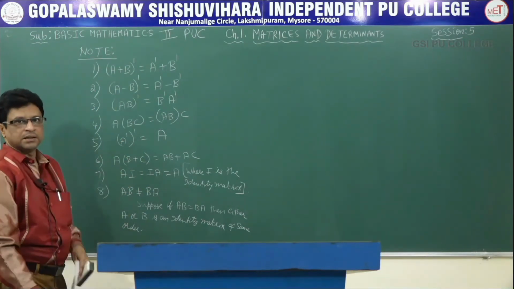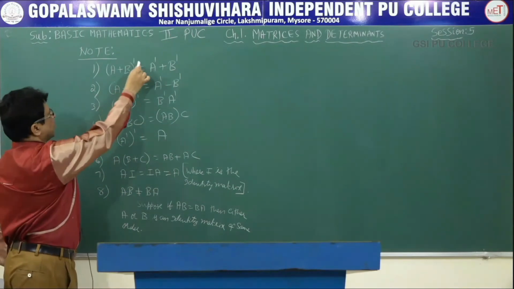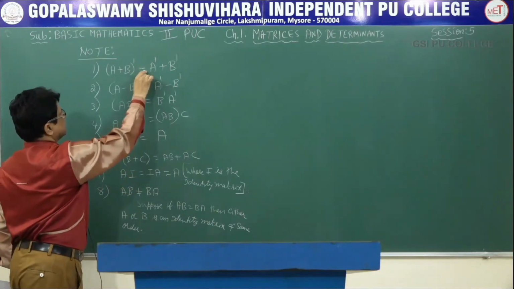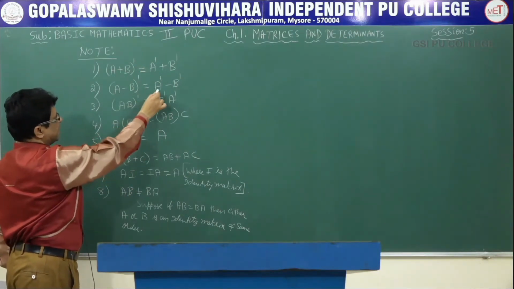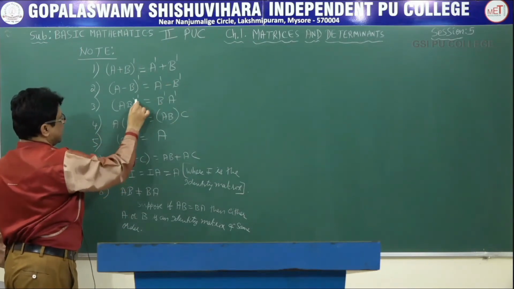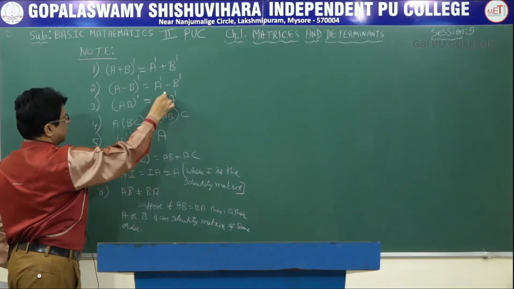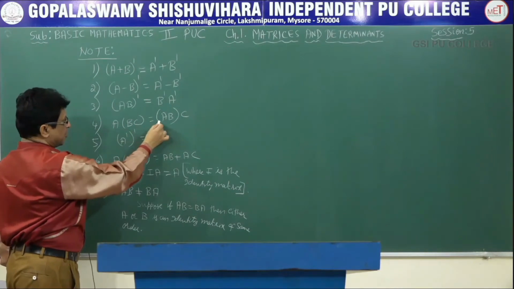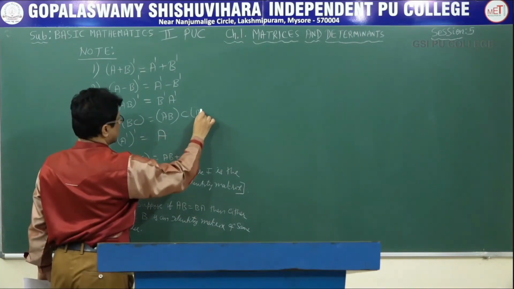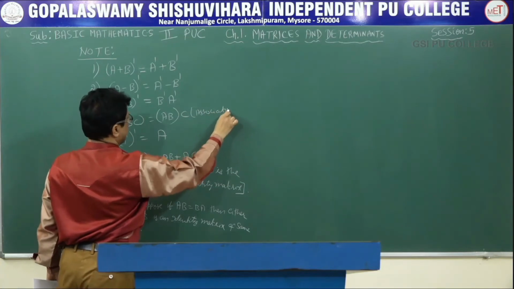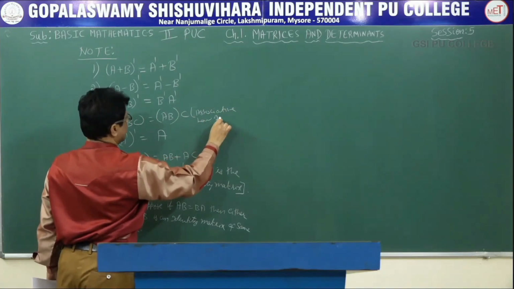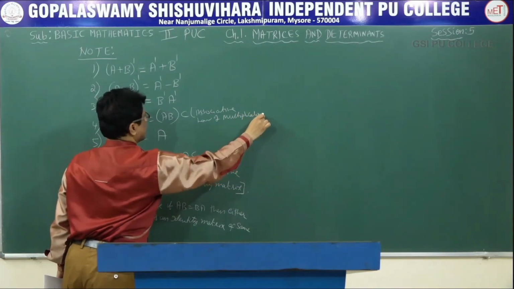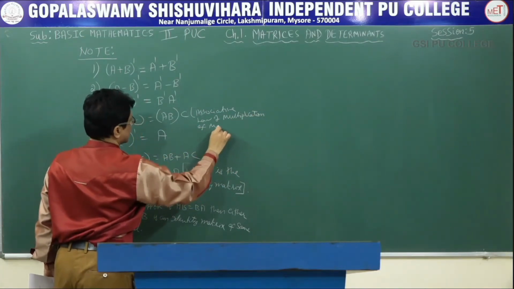So some points are given here. A plus B whole dash will be equal to A dash plus B dash. A minus B whole dash will be equal to A dash minus B dash. AB whole dash will be equal to B dash A dash. A into BC will be equal to AB into C. So this is associative law of multiplication of matrices.